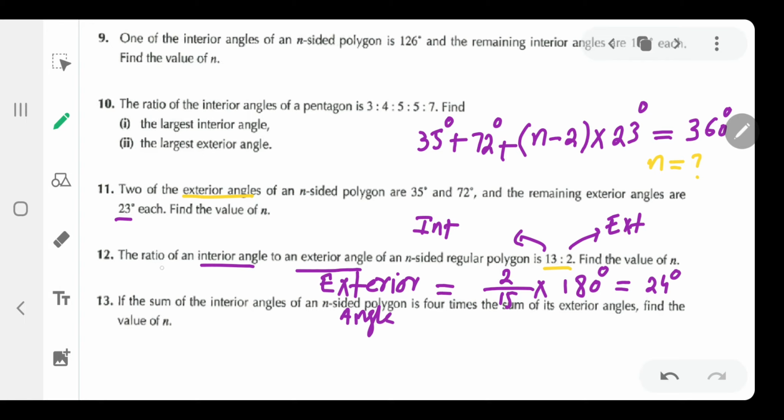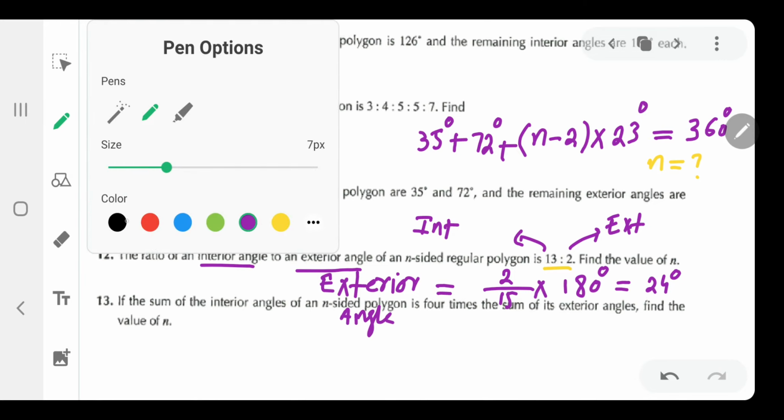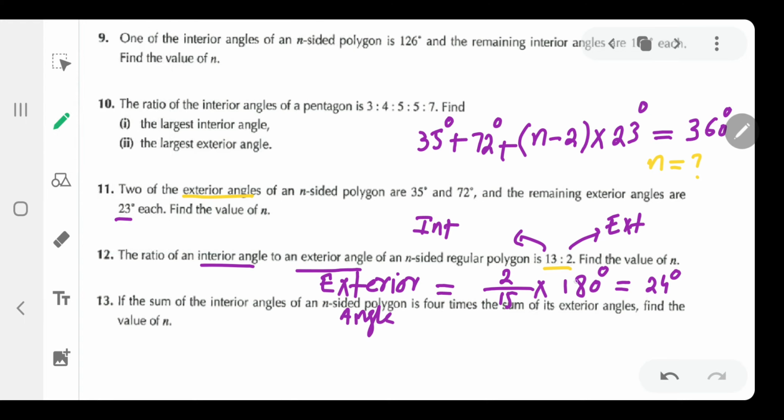I have to find out the value of n, the number of sides. So how do we calculate n? The value of n, which is the number of sides, is 360 degrees divided by 24 degrees, which is the exterior angle. What will be the value of n then? After dividing, we get the value of n, which is equal to 15. The value of n is 15. So this is the answer to this part, right?